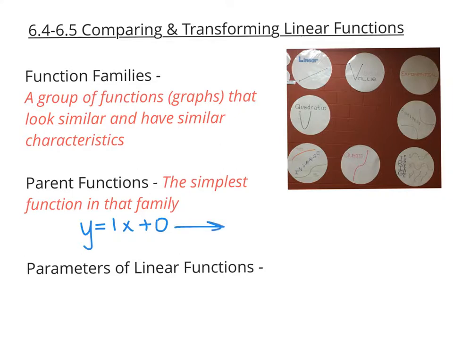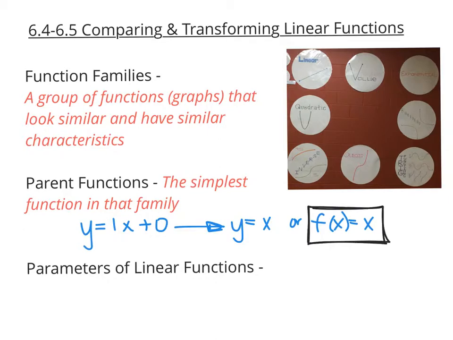Now there is an easier way to write that, and the way that you're going to see it most often is either y equals x or f of x equals x, because both of those still imply that you have a slope of 1 and a y-intercept of 0. So that is the parent function that we're going to use to compare all other linear functions to. And the parameters of linear functions, we just talked about that. The two things that we use to compare or measure linear functions are going to be the slope and the y-intercept.